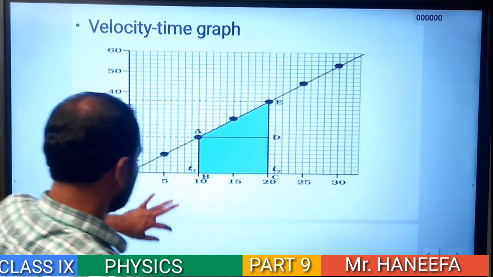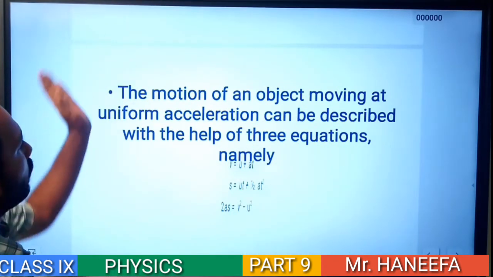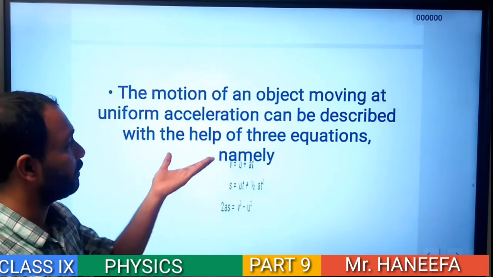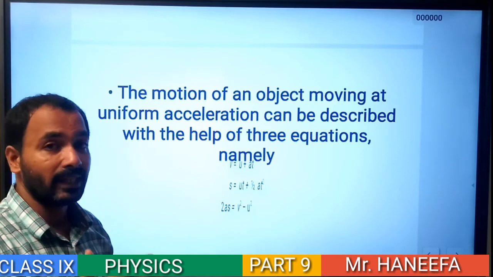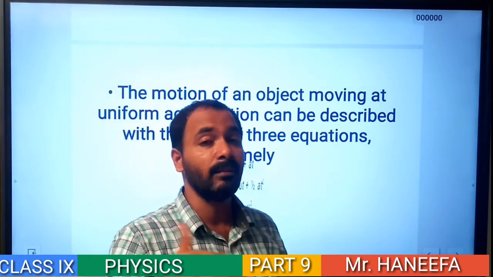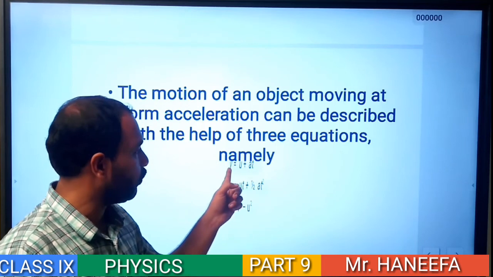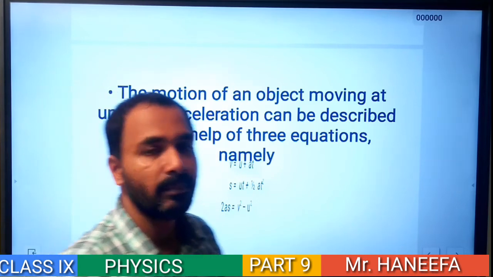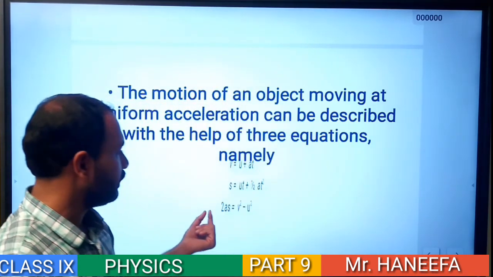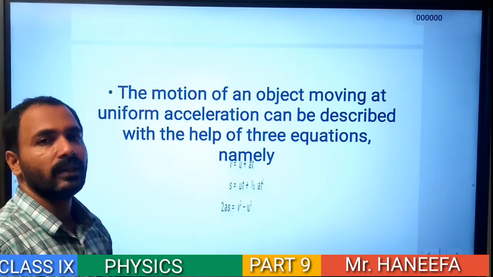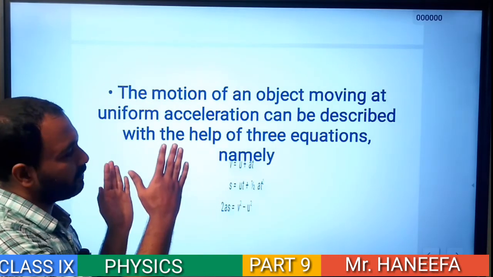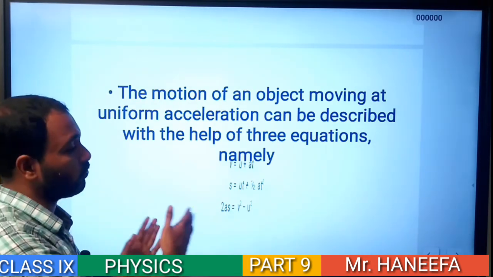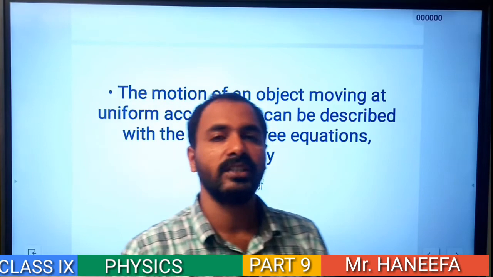Okay, next point is the motion of an object moving at a uniform acceleration can be described with the help of three equations. What are the equations of motion or kinematic equations? Number one is v equal to u plus at. Second, s equal to ut plus half at square. Third, 2as equal to v square minus u square. So we discussed these three equations in detail. Okay, we derived these three equations from the velocity time graph.